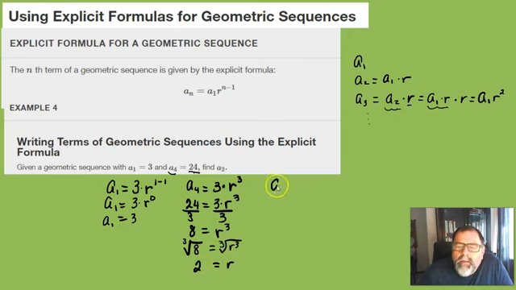And now I can use r is 2 and a sub 1 is 3. A sub 2 is a sub 1 times r to the first power, and r is 2. So that'd be 6.